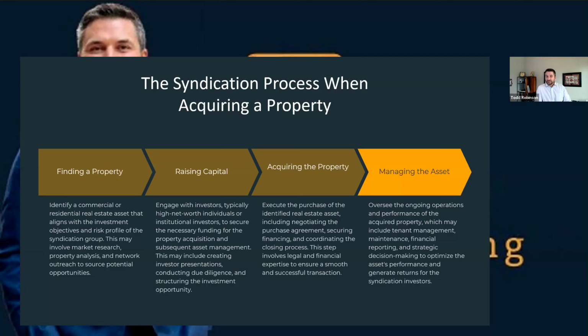Acquiring the property, executing the purchase, obviously, of the property, working through lenders, and through our law firm, we handle transactions really soup to nuts. We start at the LOI phase all the way through closing.